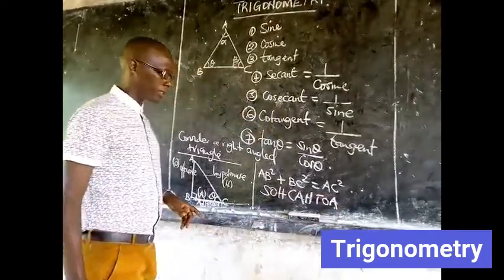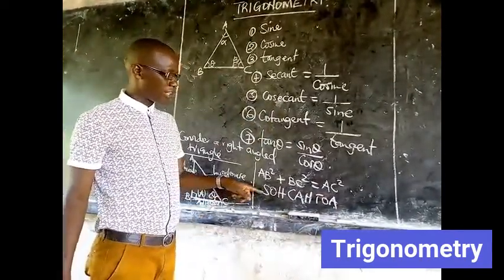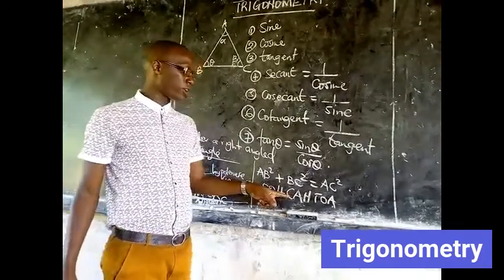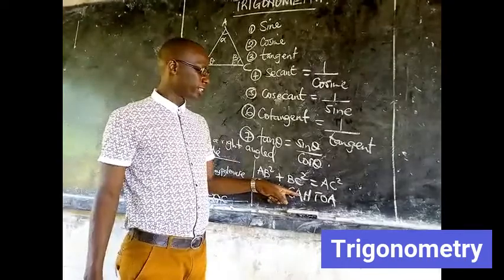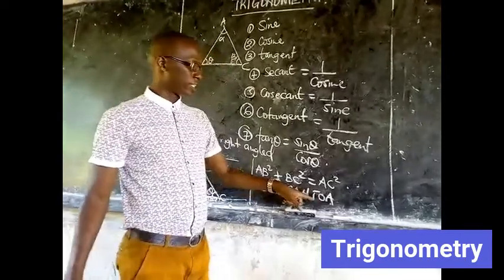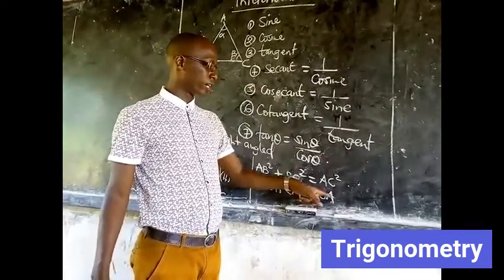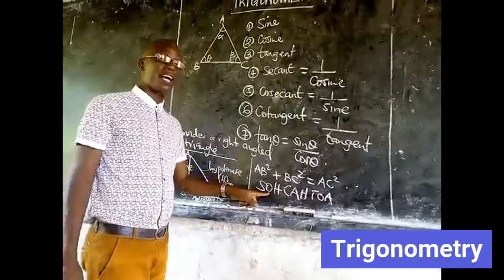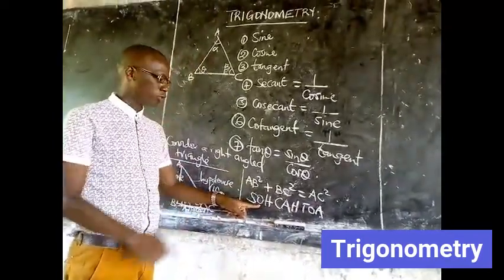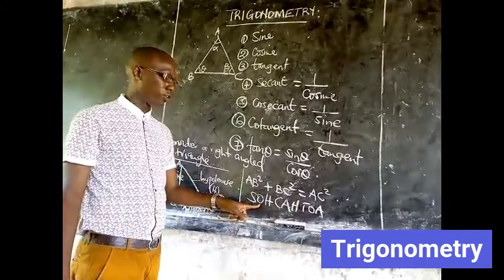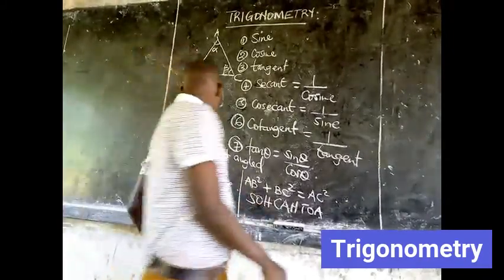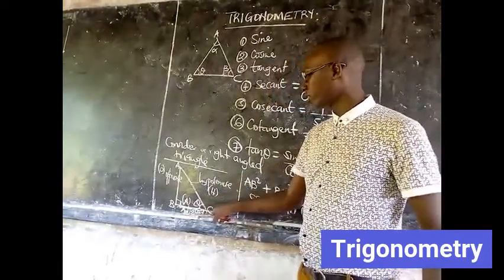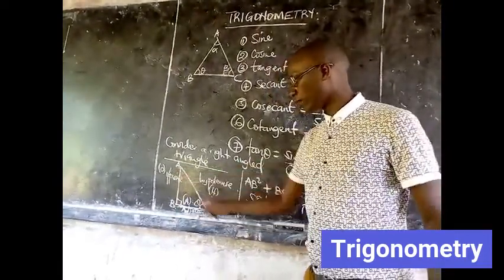What does SOHCAHTOA mean? It means the sine of an angle is the opposite out of the hypotenuse. The cosine of an angle is the adjacent out of the hypotenuse. The tan of an angle is the opposite out of the adjacent. So SOHCAHTOA can only be used if we have a right-angled triangle. In this case, our angle theta is here. It means this becomes our adjacent, this becomes our opposite, this becomes our hypotenuse.